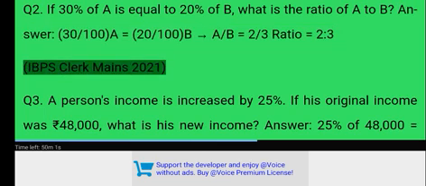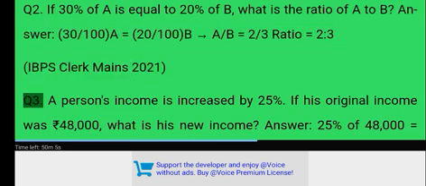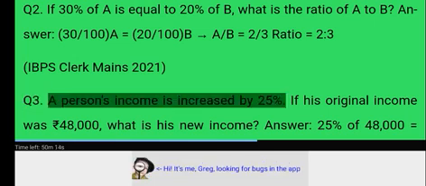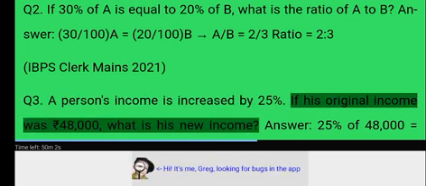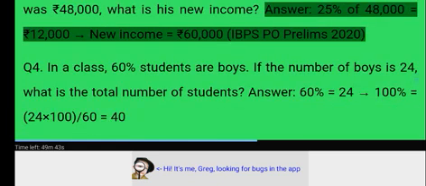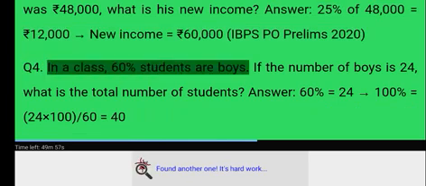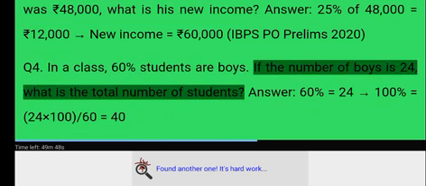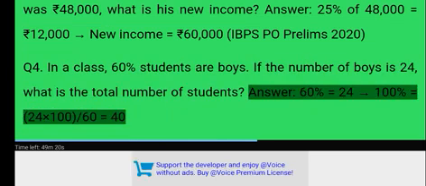IBPS Clerk Mains 2021. Q3. A person's income is increased by 25%. If his original income was 48,000 rupees, what is his new income? Answer: 25% of 48,000 equals 12,000 rupees, so new income equals 60,000 rupees. IBPS PO Prelims 2020. Q4. In a class, 60% students are boys. If the number of boys is 24, what is the total number of students? Answer: 60% equals 24, so 100% equals 24 times 100/60 equals 40.